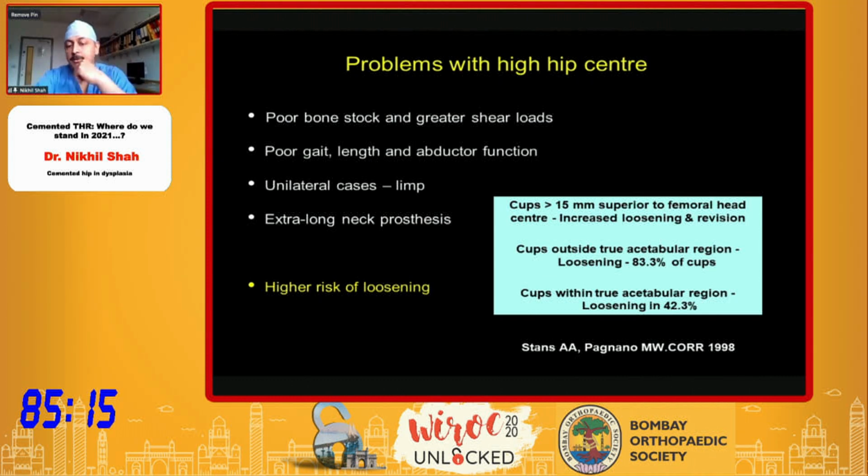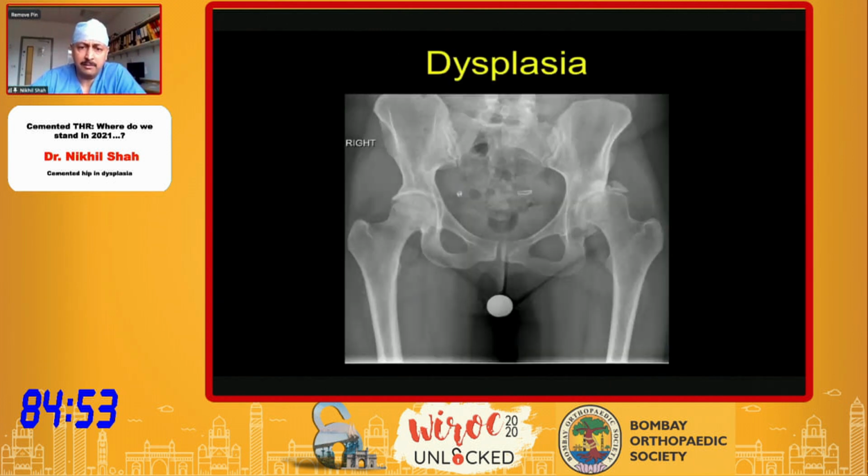This nice paper from Pagnano and another paper from Hirakawa showed that so long as your cup is in the true acetabular region, you are likely to get good results, and they reported about 40% loosening between 15 to 20 years. Whereas if the cup is outside the true acetabulum region, the loosening risk is much higher. So how do we deal with the acetabulum? My preference is to use an autograft of the femoral head.